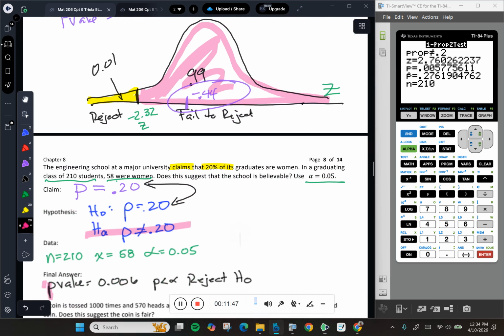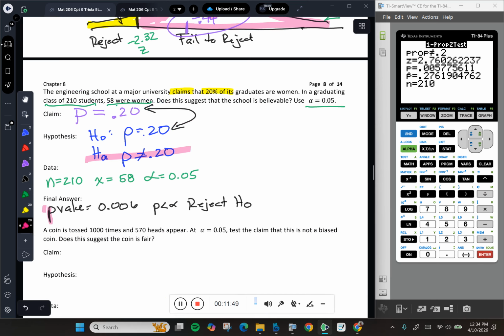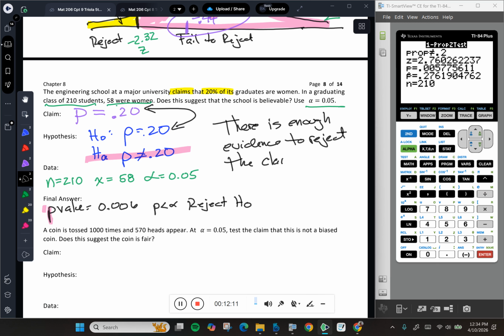So I'm going to come back down here, and I'm going to say, okay, what does this mean? It means that there is enough or sufficient evidence to reject the claim that 20% are women.